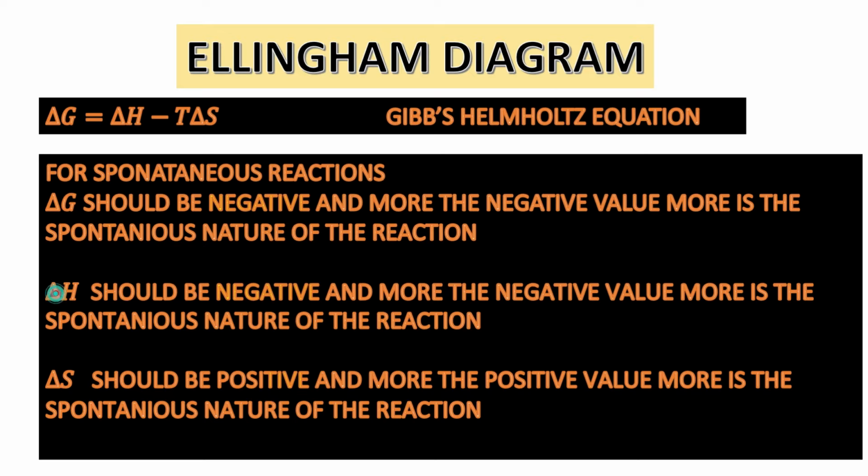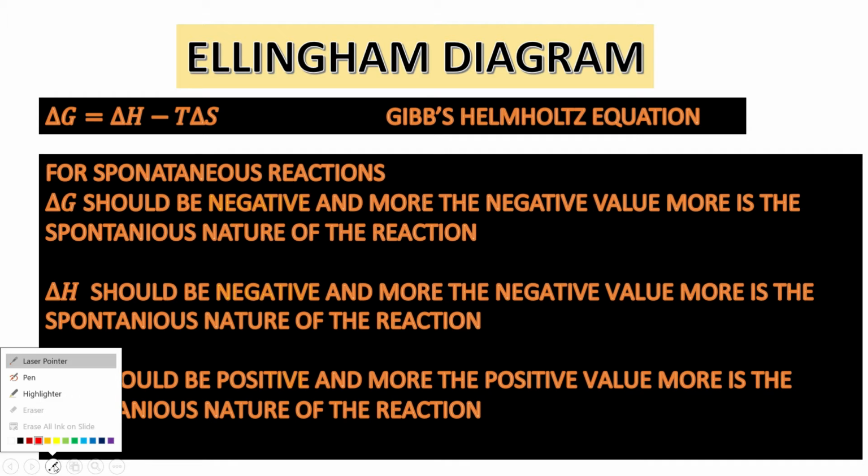Then comes the next important parameter, which is your delta H, which I have used in the Gibbs-Helmholtz equation. Delta H should be negative, and the more negative the value, the more spontaneous the nature of the reaction. So if delta H is negative, like your delta G, then your reaction is spontaneous. Please remember these two parameters. I can write them here.